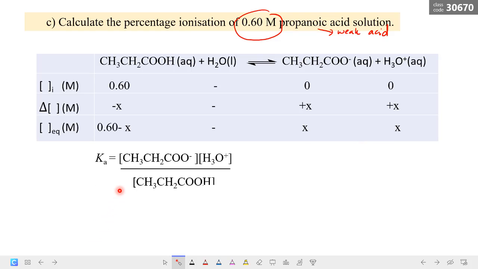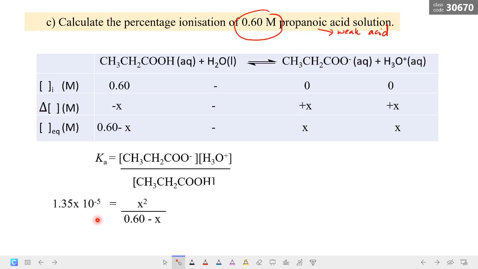Okay, this is the KA expression, hasil darab concentration products, divide by the concentration of the acid. Okay, lepas tu gantikan sebutan at equilibrium pada produk X darab X bahagikan dengan 0.60 minus X. Gantikan dalam KA expression. Okay, dan KA ini masih sama dengan KA yang kita guna dalam soalan tadi. Okay, 1.35 times 10 to the power of negative 5.